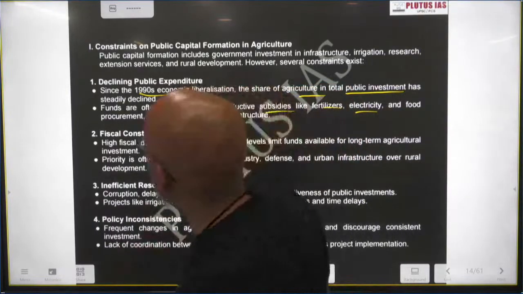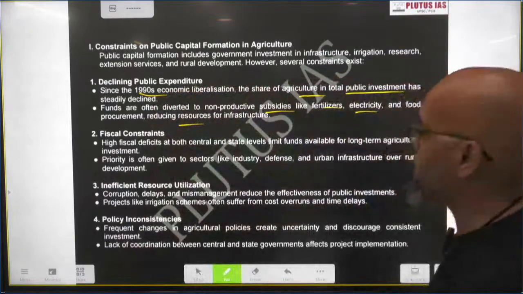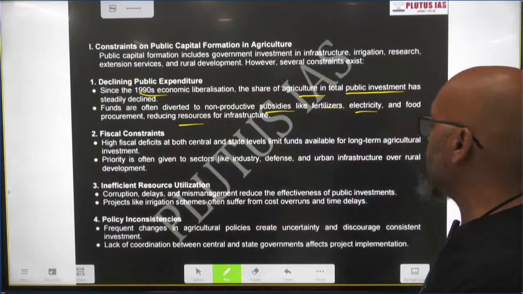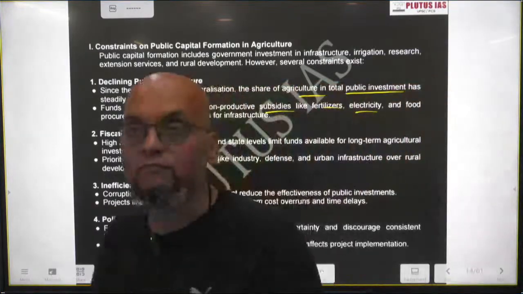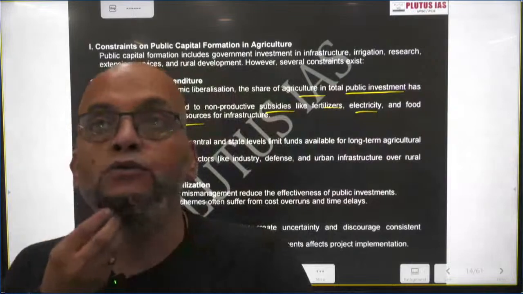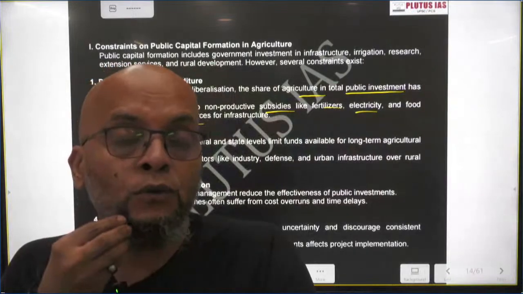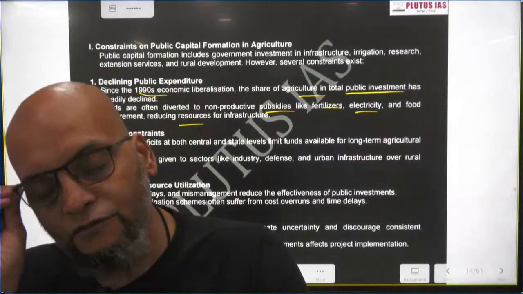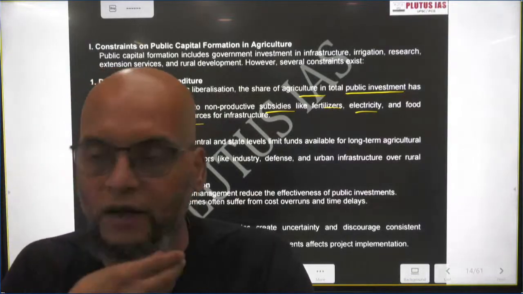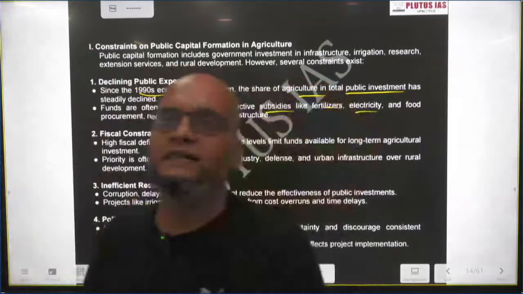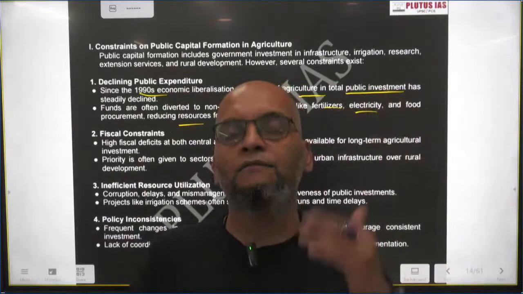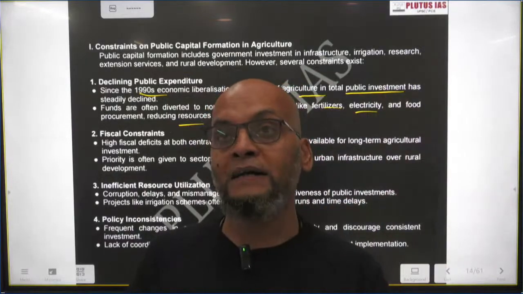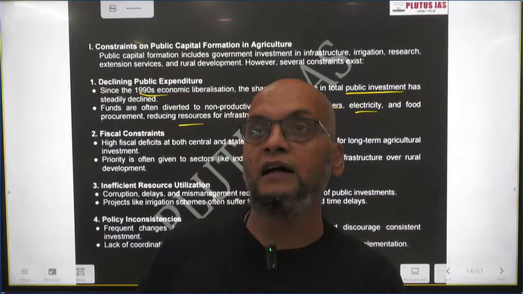Second is fiscal constraint. High fiscal deficit at both central and state level limits funds available for long-term agricultural investment. So we all know that fiscal deficit, whether of the center or of the state, is quite high. When fiscal deficit is high, that means government does not have much money to spend on agriculture. Therefore, again, the investment in agriculture would decline due to this large fiscal deficit.